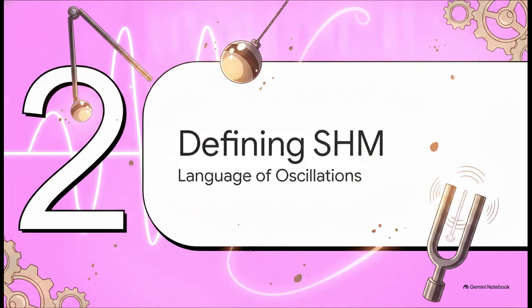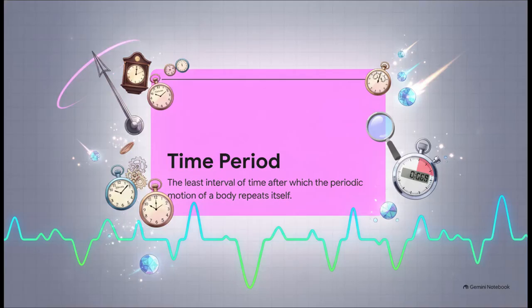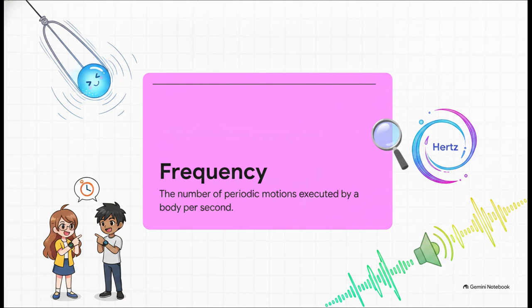Which brings us to Section 2, defining simple harmonic motion, the language of oscillations. To really grasp the hidden rules of this universe, we've got to get our jargon straight first. First up is the time period. You can think of this as the fundamental beat of our physical dance. Strictly speaking, it's defined as the least interval of time after which a body's periodic motion completely repeats itself. And naturally, the standard everyday unit we use to measure this beat? The good old second.